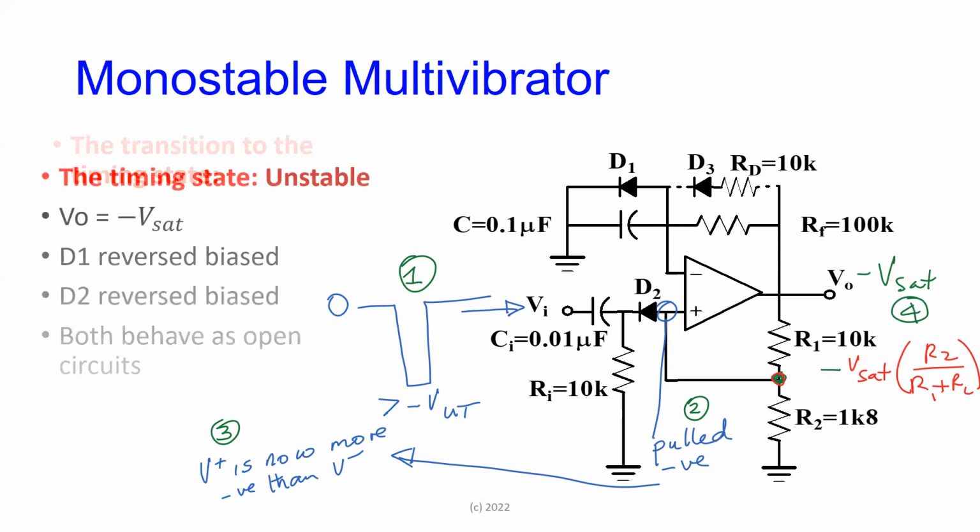So I'm now getting into a transition state. If I pull here negative, remember at the point when I pull here negative, here was 0.7 volts. Because here briefly is more positive than the non-inverting input, the op-amp is going to go from plus VSAT to minus VSAT. So here is going to go down to minus VSAT.